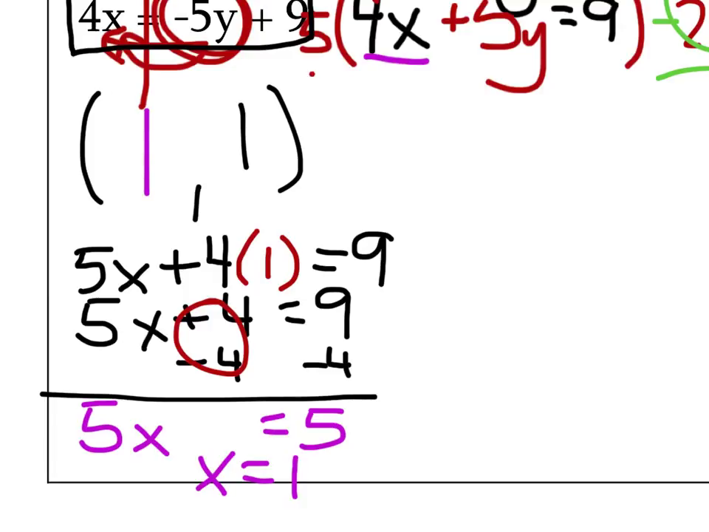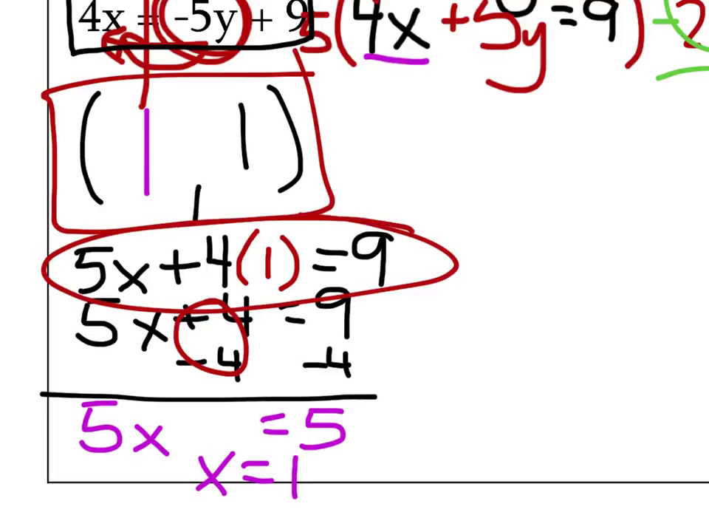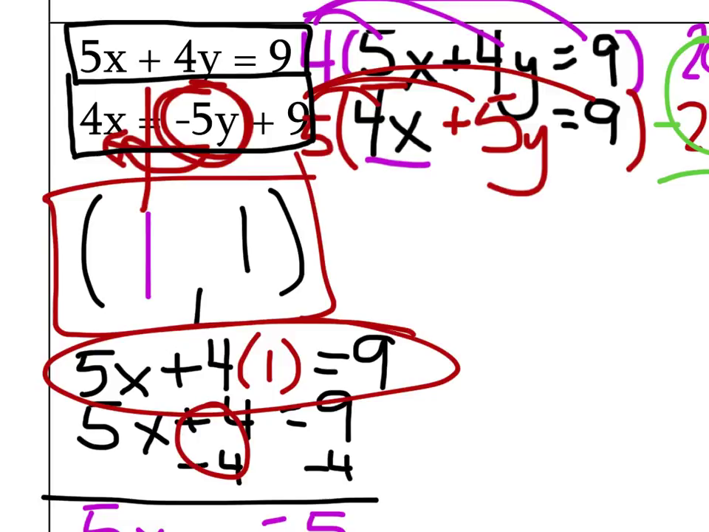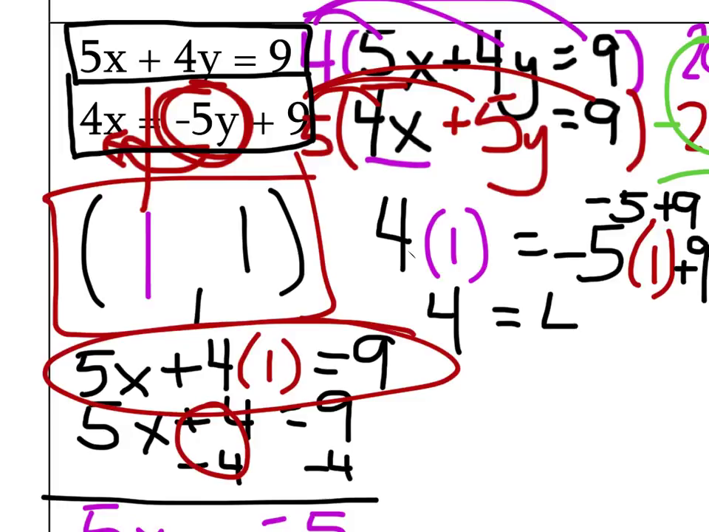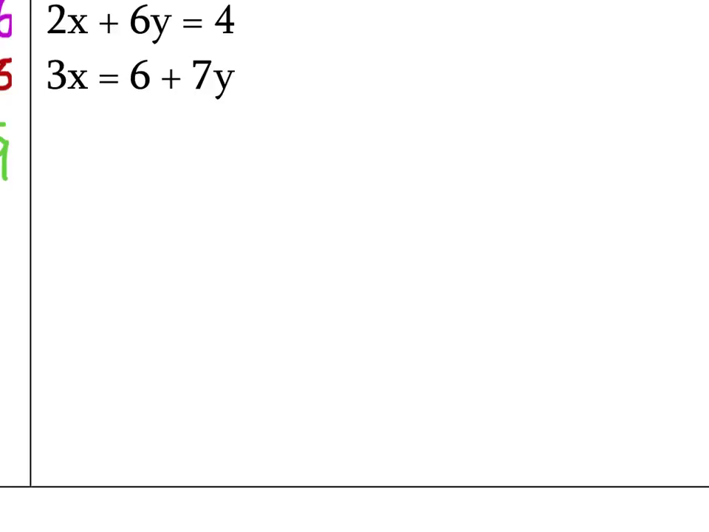Okay, now that we know that the answer is 1, 1, we only checked this with one of the equations. So let's check it with the other one, but we're going to substitute both values. We're going to do the bottom one. So let's do 4x. So 4 times x, which is 1. That should equal negative 5 times y, which is 1. And that should be plus 9. All right, 4 times 1 is 4 equals negative 5 times 1 is negative 5 plus 9. That's 4. Check. Bam.